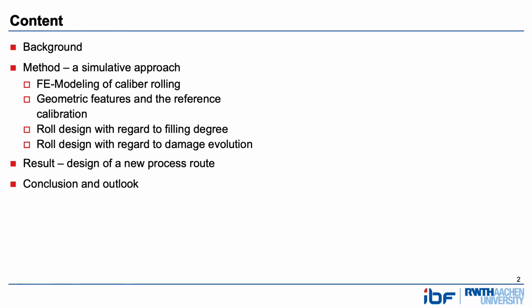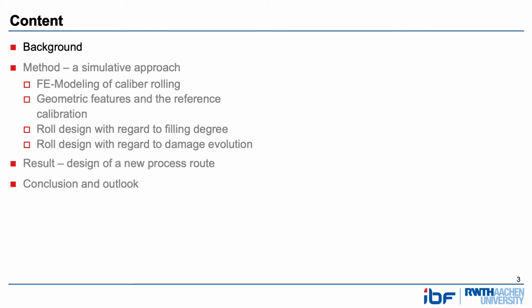I will introduce you to our study in these sections. First, I'd like to introduce the background of this work: why designing a caliber rolling process considering damage evolution is needed. Afterwards, I will explain the simulative method we proposed in this work. And then I would like to show you our results and some discussions. And finally, the conclusion and outlook.